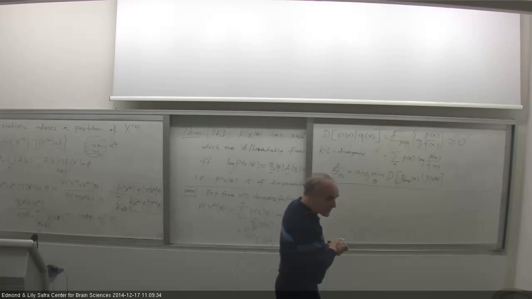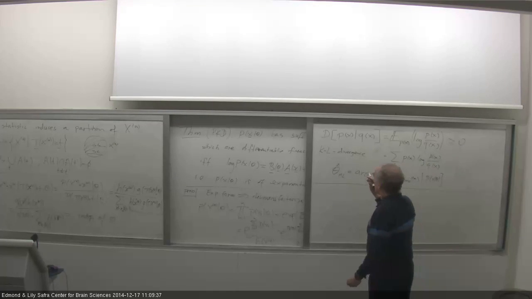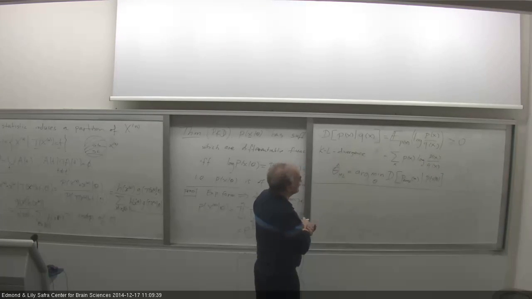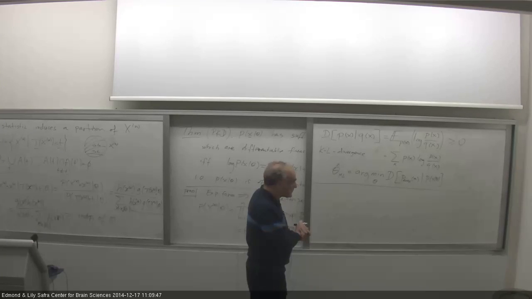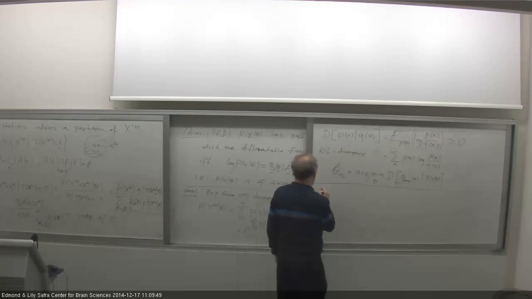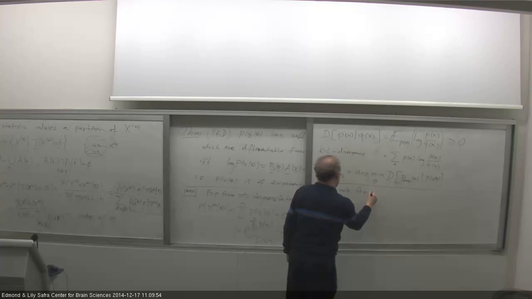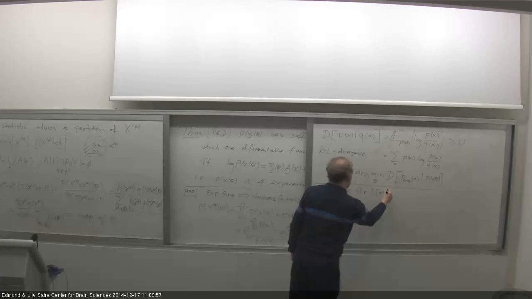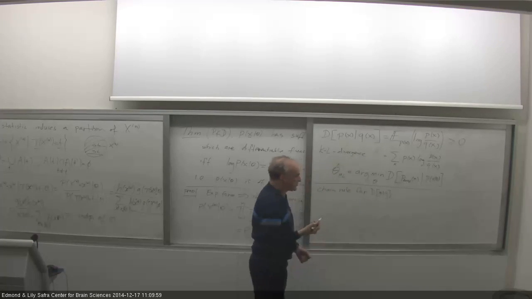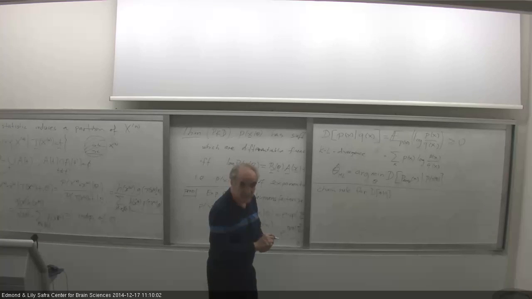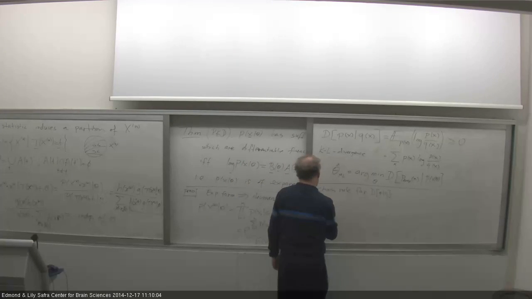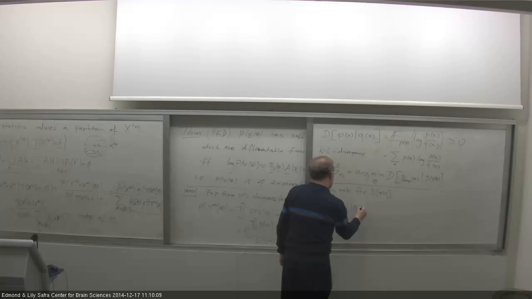Now, I want to extend it just slightly. First of all, I want to show two important properties of D, which we didn't show so far. One of them is what we call the chain rule. So the chain rule for D is the following. Let's say that I have two variables, x and y, and I have two possible distributions of x and y, pxy and qxy.